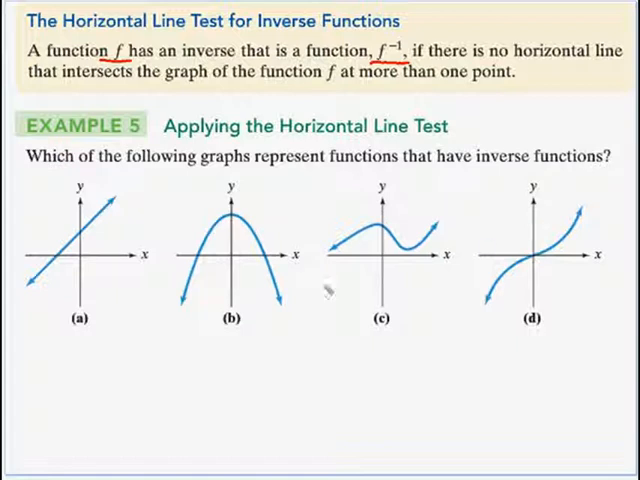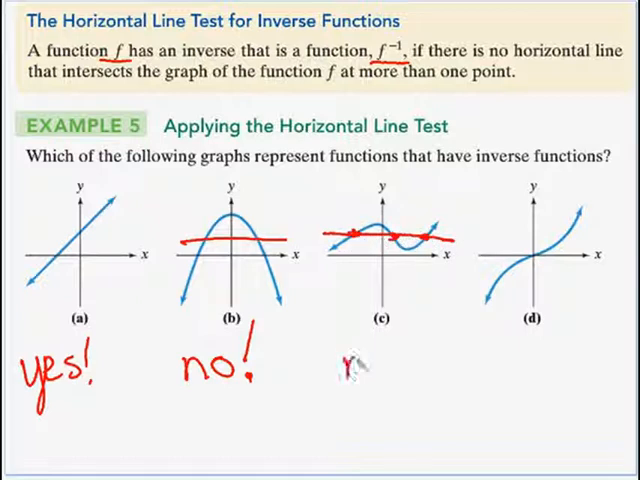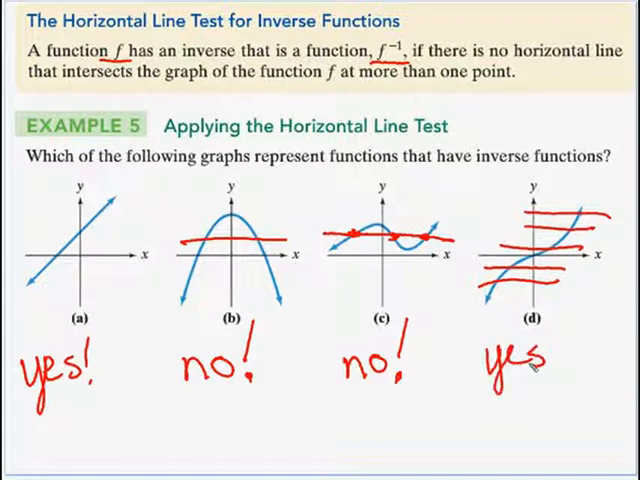Which of these following graphs have an inverse? Well, obviously letter A, a straight line. Yes, we have an inverse. Downward opening parabola. No, it is a function, but it does not have an inverse. We can see here on this line graph with some curves, we're going to hit at several spots at least. So that's going to also be no inverse there. This looks like a basic cubic function, and any horizontal line will only hit it once. So yes, this one is going to have an inverse function.